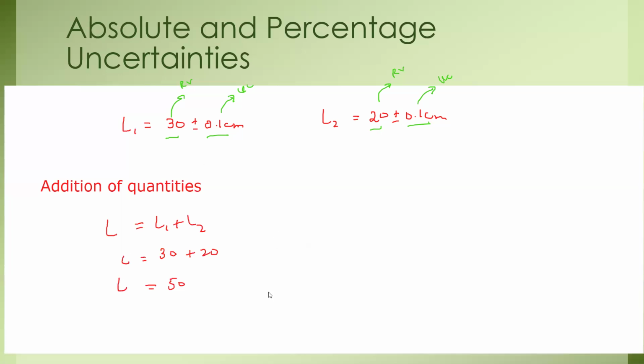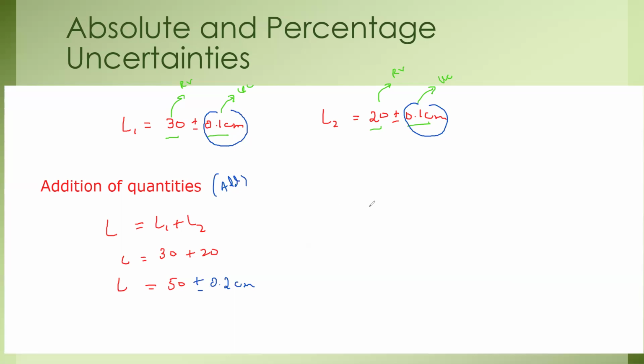Whenever two quantities are added, the uncertainty will add as well. So what will be the total uncertainty in the measurement? The uncertainty in the value of L1 is 0.1 and the uncertainty in the value of L2 is 0.1. So what is the total uncertainty? The total uncertainty will be 0.2 centimeter. Why is the total uncertainty 0.2?